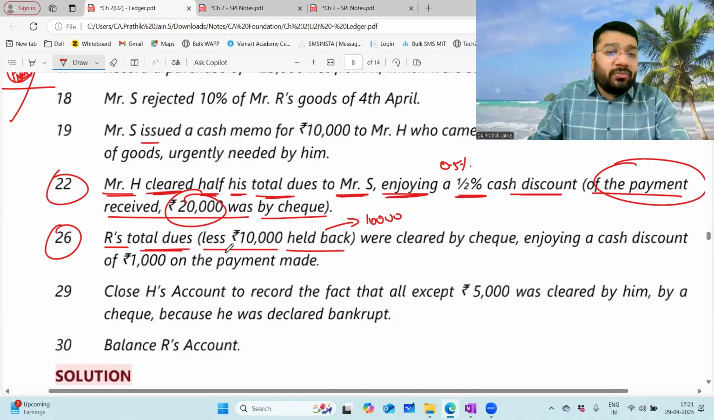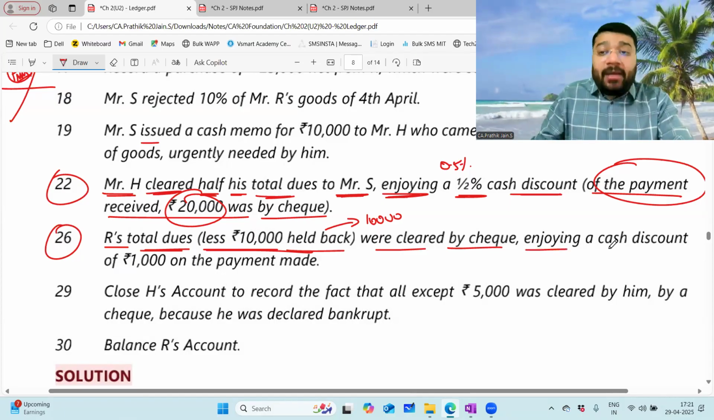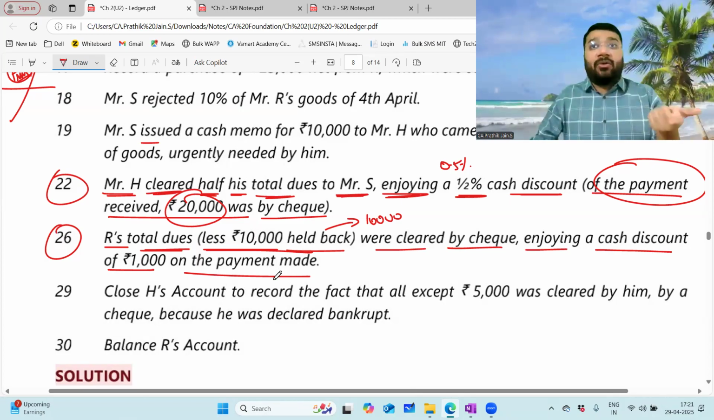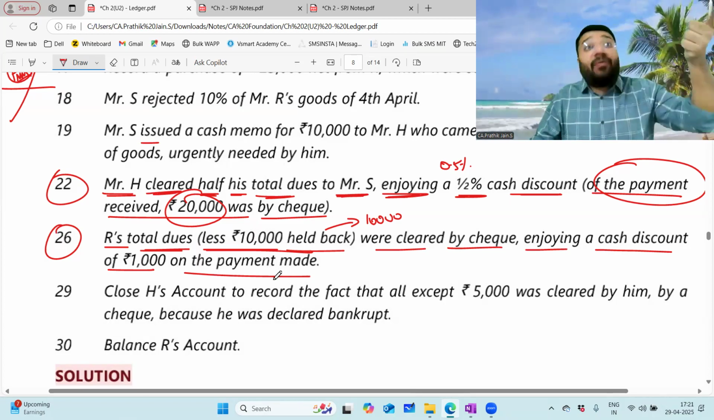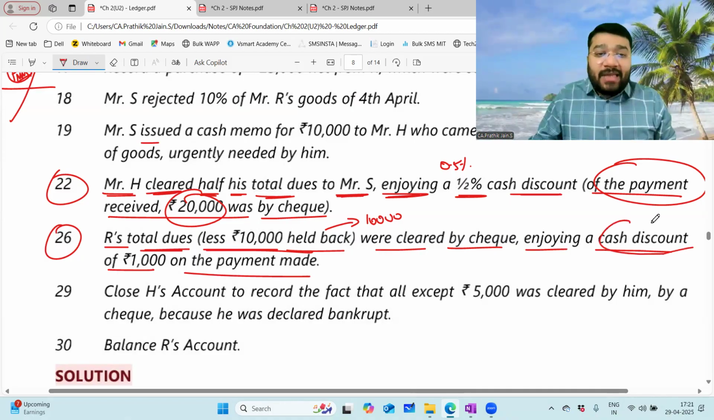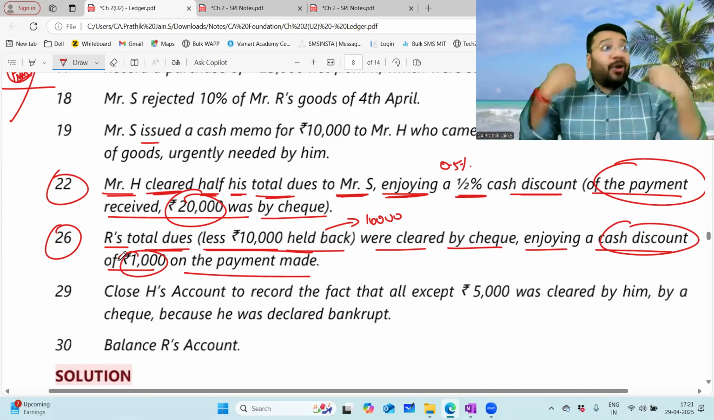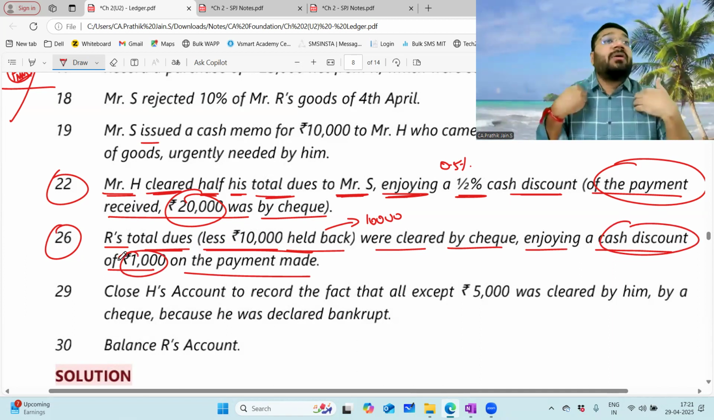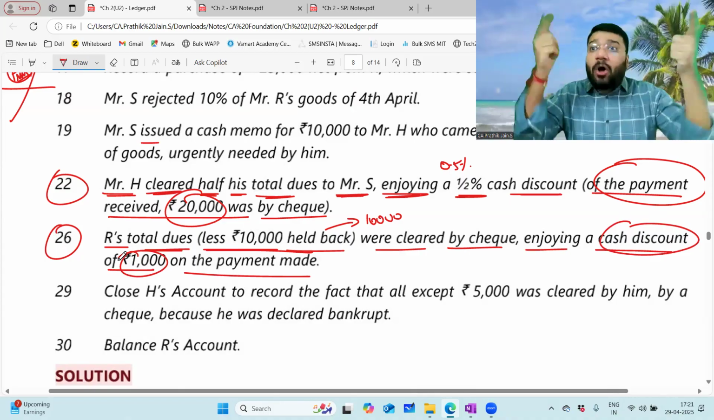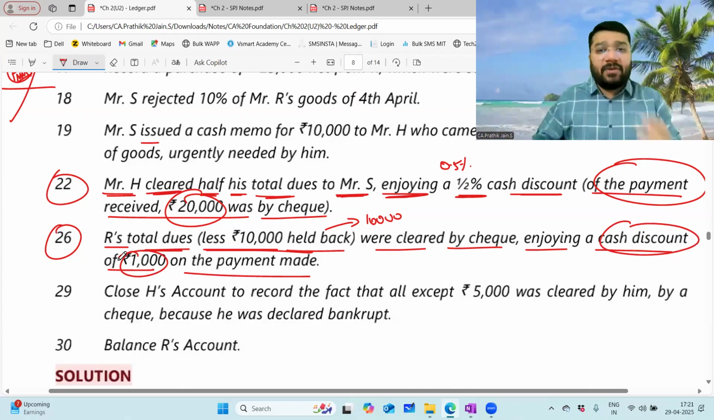Now, R's total due, less 10% held back, were cleared by check. The payment is done through check. Enjoying a cash discount of rupees 1,000 on the payment made. So whatever payment we're doing, for that he has offered a discount and we have received the discount. Cash discount of 1,000 means while making the payment, we are not paying this 1,000 rupees. So it is discount received by us, discount allowed by the opposite party. We are recording from our point of view. So this is discount received.